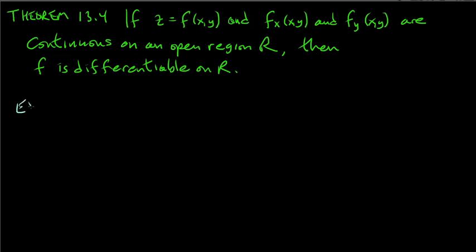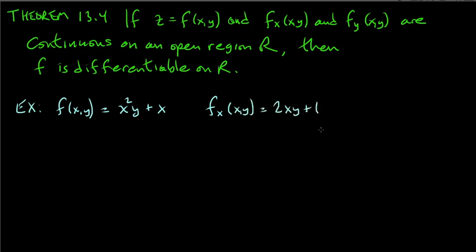So in our example, it was f of x y equals x squared y plus x. If we just take the two partial derivatives, first with respect to x, we just get 2xy plus 1. And then with respect to y, we just get x squared. Well, these should be familiar to you, right? These definitely are continuous functions, right? They have to be continuous.